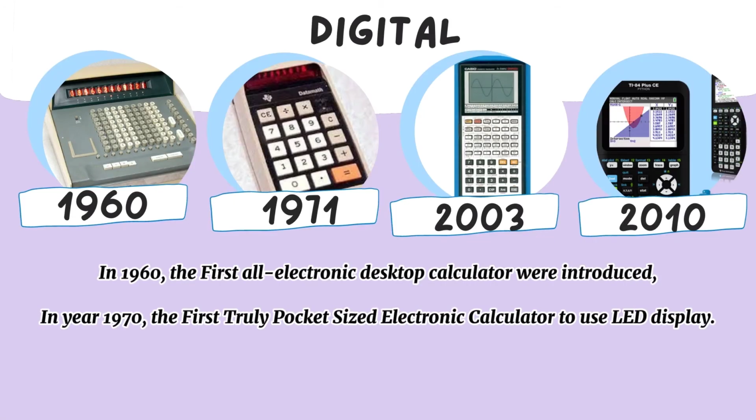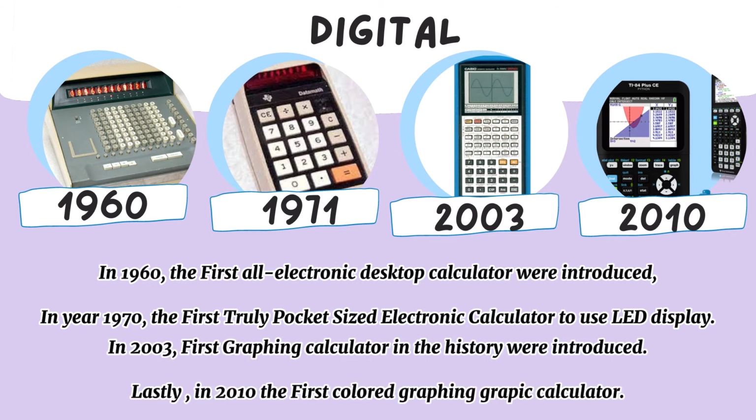In 1960, the first all-electronic desktop calculator was introduced. In 1970, the first truly pocket-sized electronic calculator to use an LED display appeared. In 2003, the first graphing calculator in history was introduced. Lastly, in 2010, the first colored graphing calculator.